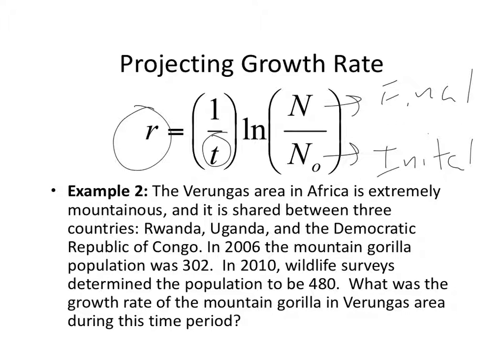population. So here we're going to take this example of mountain gorillas. So in 2006, we know the population was 302. 2010, 4 years later, we have 480 mountain gorillas. And what was the growth rate? So we're going to use that information to find our r. So what I'd like you to do is hit pause at this point, work through the calculation, and then in the next slide, I will go through your explanation.